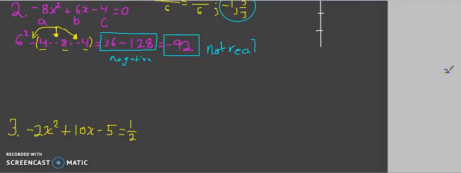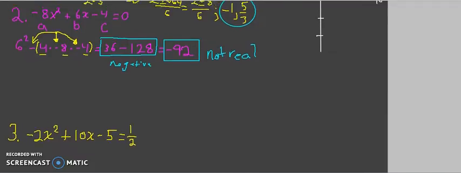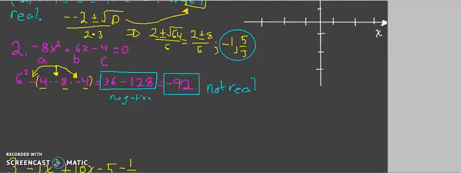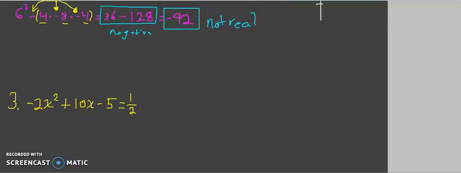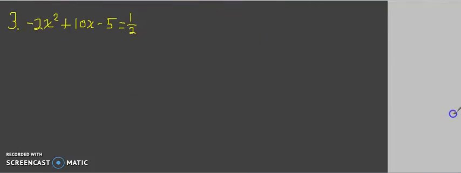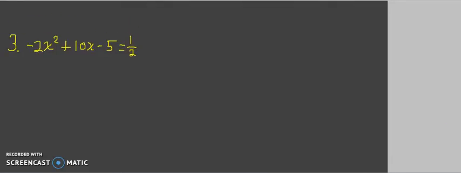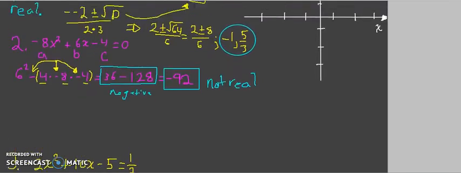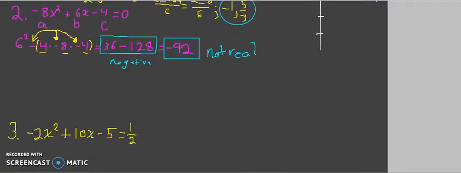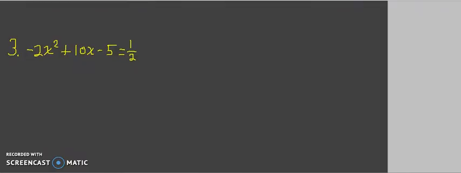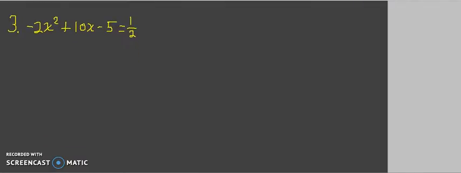But I find that using the discriminant is a much easier way to see if the equation is real or if it doesn't exist on the graph, because graphing can take a little bit of time as opposed to just plugging some numbers into the discriminant formula. All right, so moving on to question 3. This is the last one. So let's try this one. You can try this one by yourself right now, and then we'll work through it together once you come back.